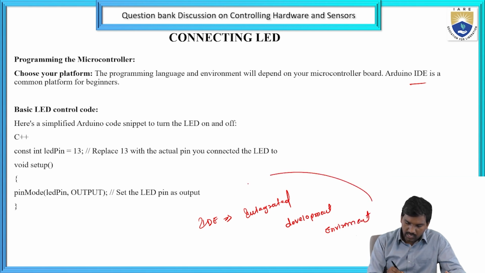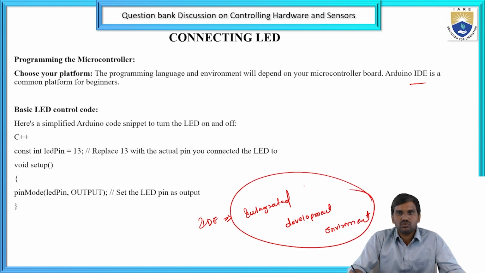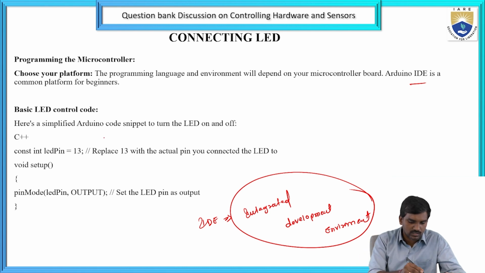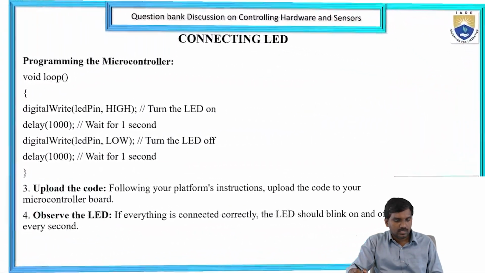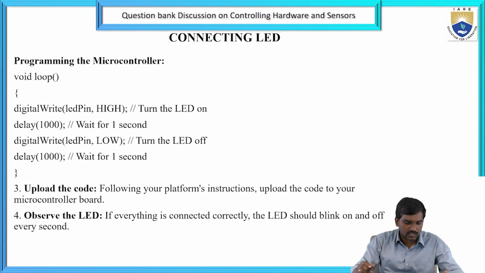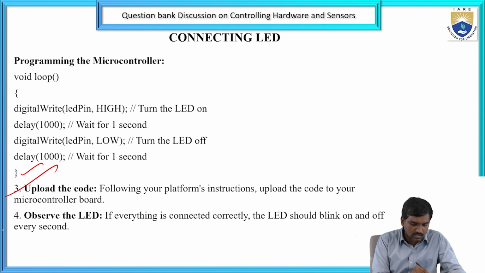So Arduino IDE is a common platform we use to write the code for basic LED control, just by using C++ here. This is the code for programming the controller. Upload the code following your platform's instructions. Upload the code to your microcontroller board, and observe the LED.